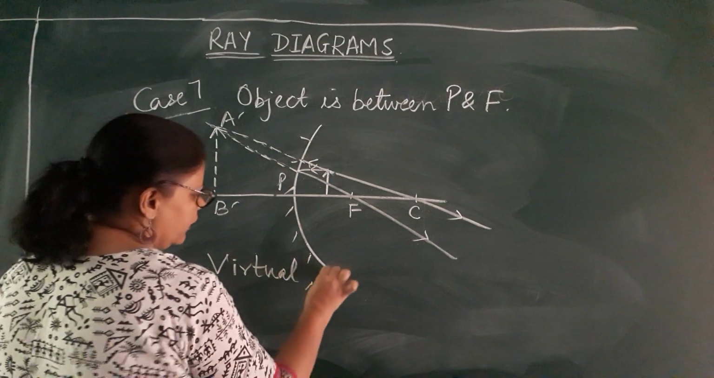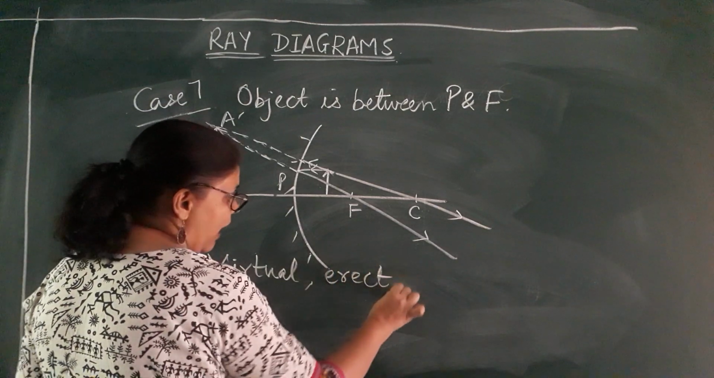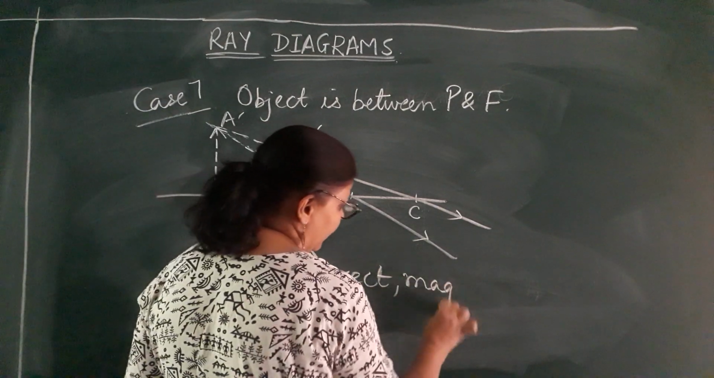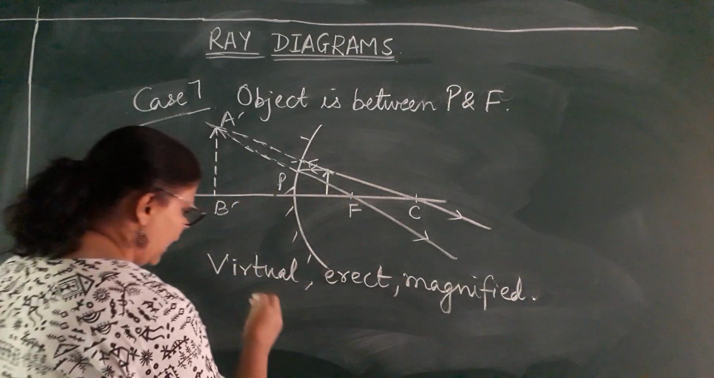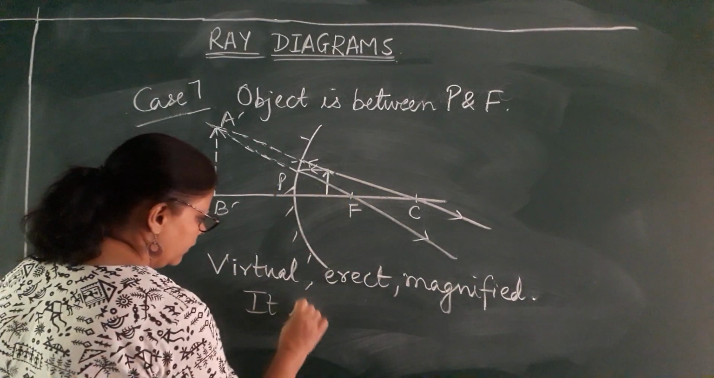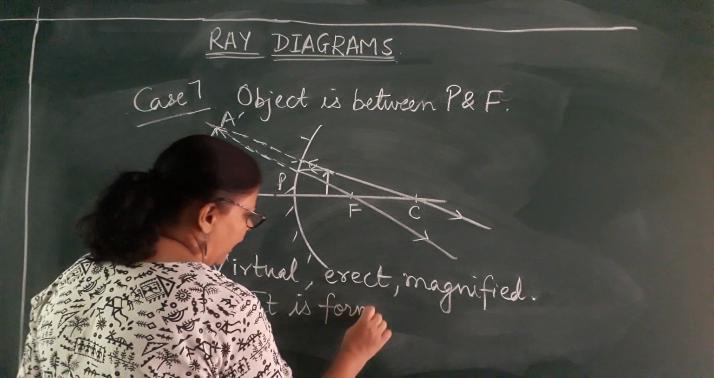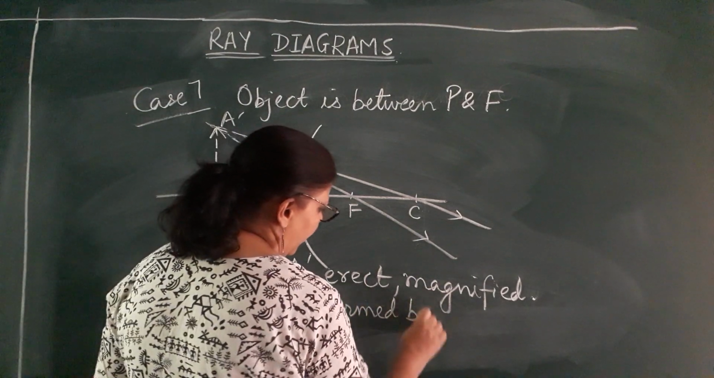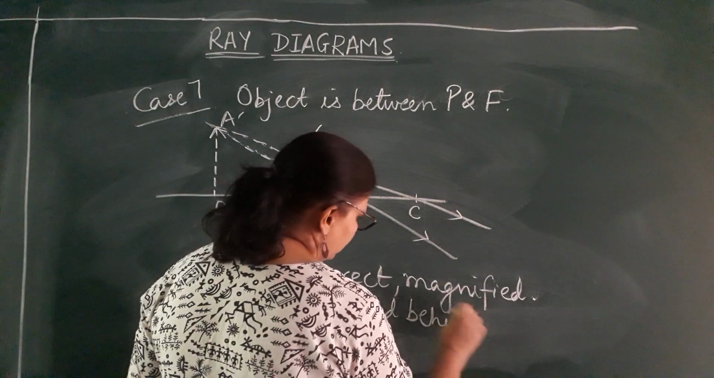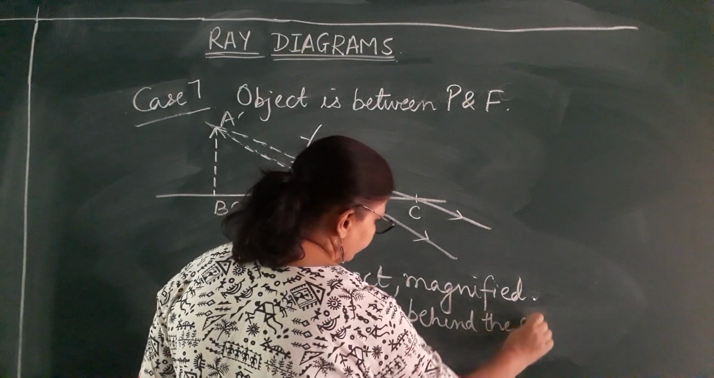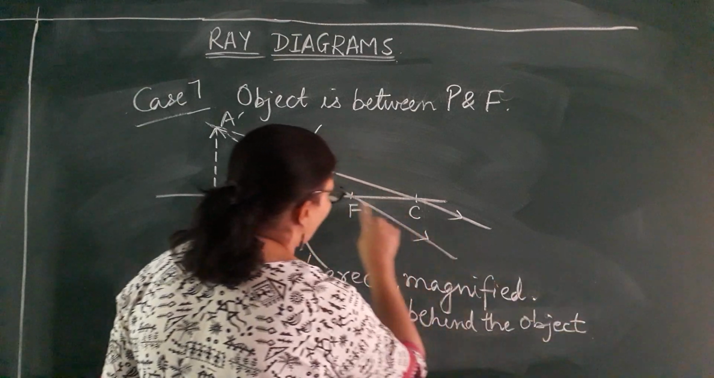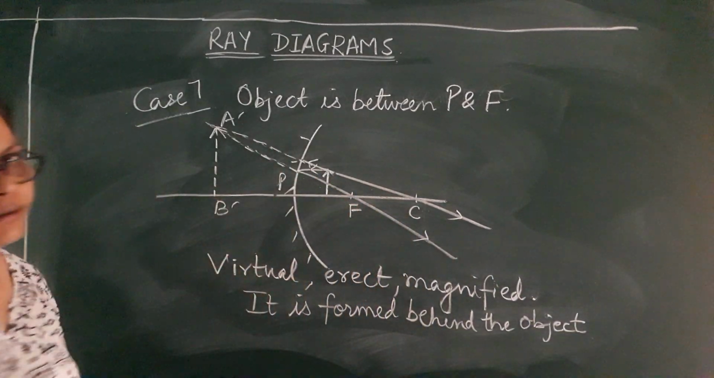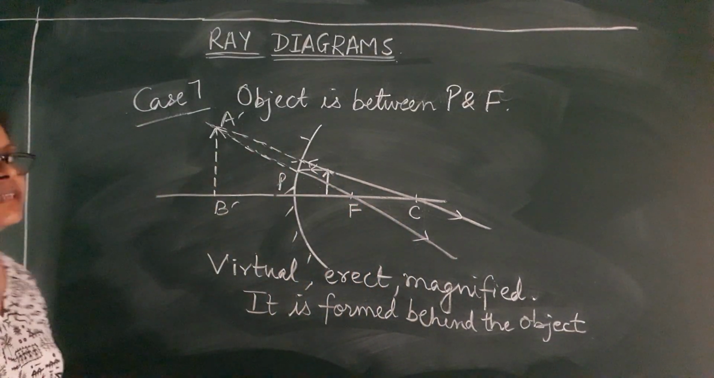So the image formed is virtual, children. It is virtual, it is erect, it is magnified. Yes, it is magnified definitely because it is bigger in size than the object, and it is formed behind the object. Here is the object and it is formed behind it. Okay, so this is case 7.